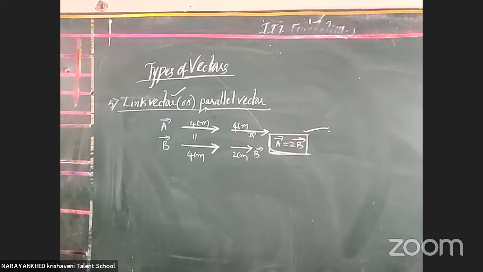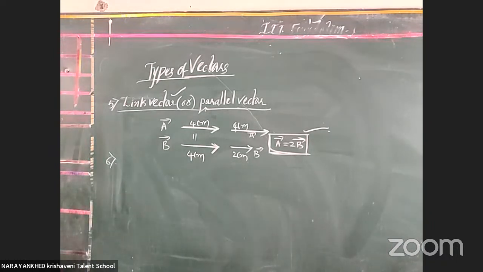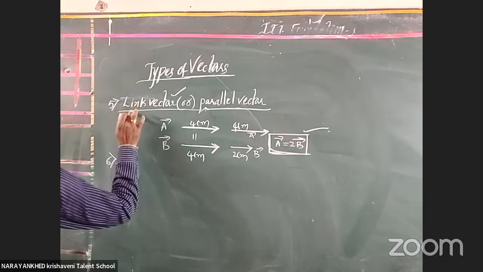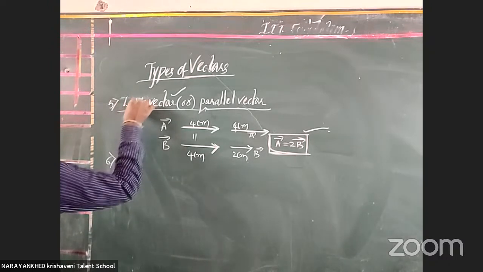Got it? Next, the 6th one is the unlike vector or anti-parallel vector. Clear or not, all the students? Unlike vectors.